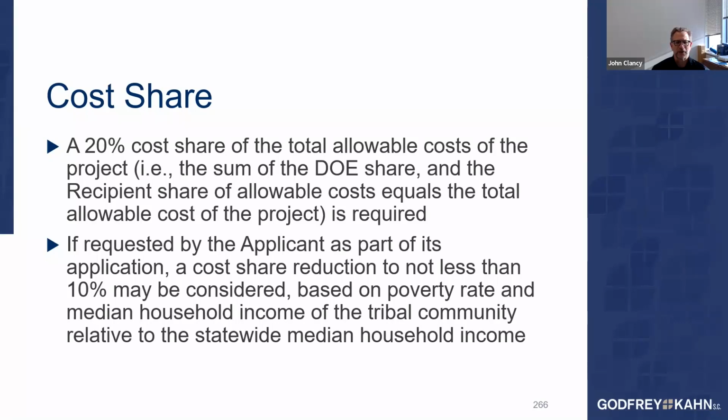So if you have a $1 million project, $800,000 could come from DOE. And then if you meet the requirements, which are based on the poverty rate and/or median household income of the tribal community, you can actually have the cost share reduced to 10%. So there are certain things you have to check out. You're kind of locked in. It also allows you to explain if you think the data is wrong about your tribe, but it basically requires that you meet those categories to get down to 10%.